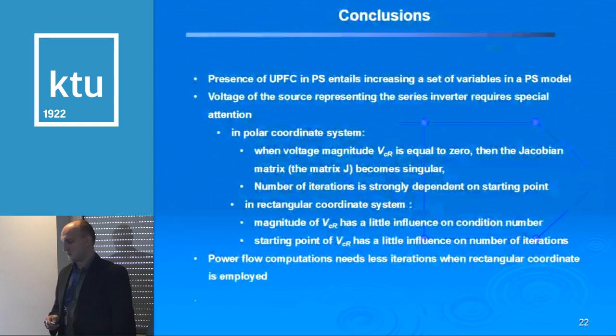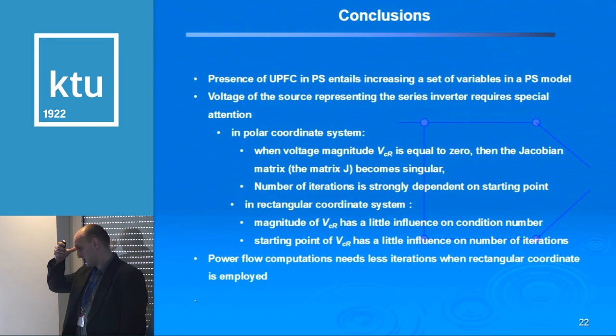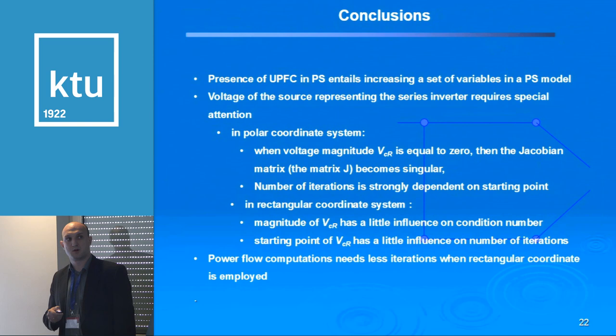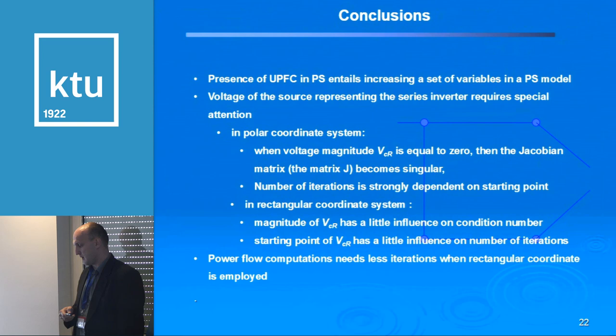So, the presence of a UPFC in the power system forces us to increase the set of variables in the power system model. We found that series voltage can cause some problems, especially when we use the polar coordinate system. When we use the rectangular coordinate system, we don't have such problems, and power flow computation is faster. We need fewer iterations, but I don't know why this formulation is less popular in the literature. So thank you very much.